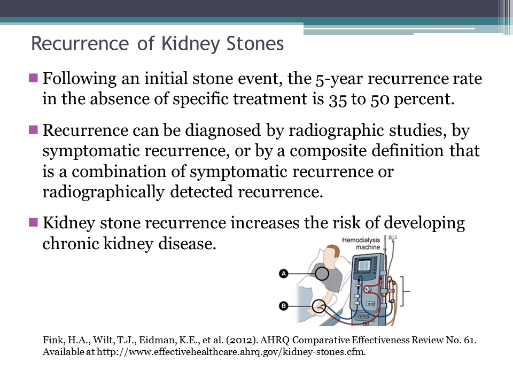Following an initial occurrence of a kidney stone, the 5-year recurrence rate in the absence of any specific treatment is pretty high, at about 35 to 50%. Recurrence is usually diagnosed by radiographic studies, either by a symptomatic recurrence or by a composite definition that's a combination of both. As mentioned earlier, it is important to diagnose kidney stone recurrence because it can increase the risk of developing chronic kidney disease.